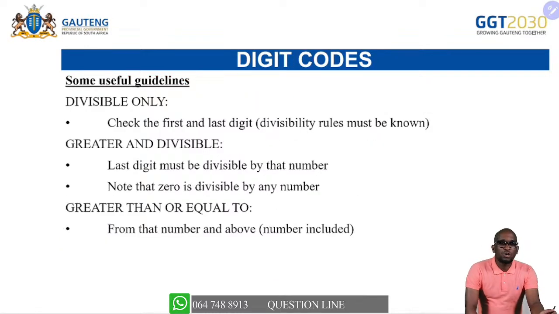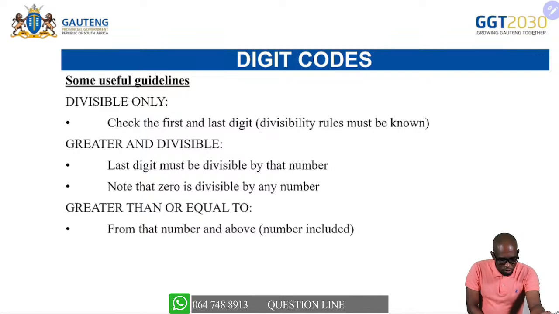To start off, we're going to start with our digit codes. We came up with some useful guidelines that you can use when you deal with digit codes. Suppose that the question is asking you about divisibility, maybe the code is divisible by a certain number. Then you need to check the last digit, whether it is divisible by that number. If it is, then that code is going to be true. Greater and divisible: the last digit must be divisible by that number. Note that 0 is divisible by any number.